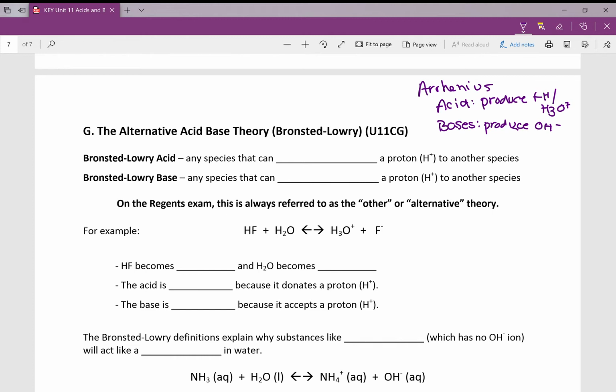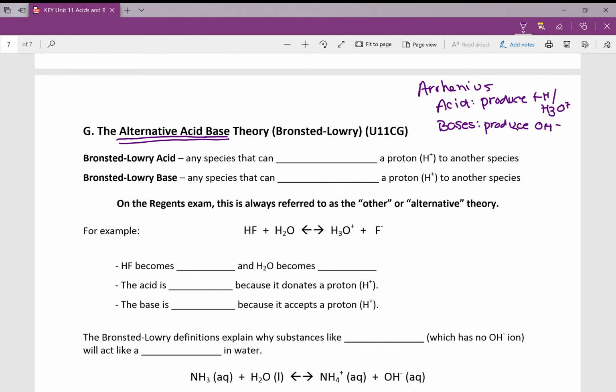Now, what scientists found was that not all bases had hydroxide in them, even though they had the same types of properties as bases. So they had to expand their definition of acids and bases, which led to the Bronsted-Lowry theory. So we're going to talk about Bronsted-Lowry acids and bases. In Regents questions you're going to see this referred to as the alternative acid-base theory or the other acid-base theory. For whatever reason, they never actually refer to it as the Bronsted-Lowry theory.